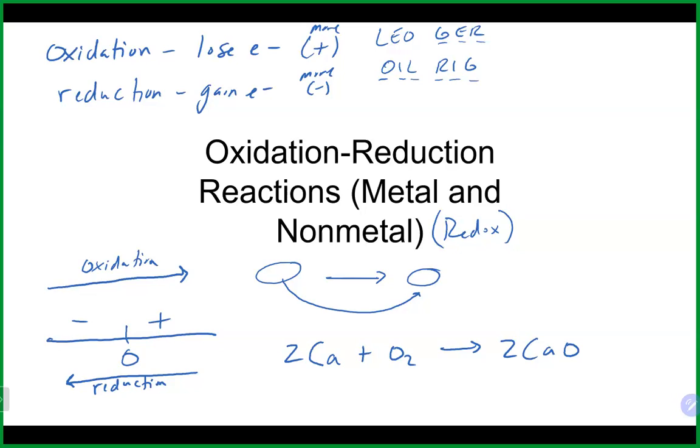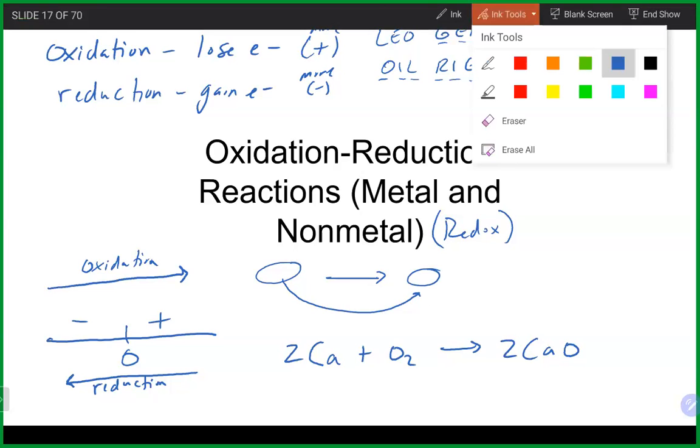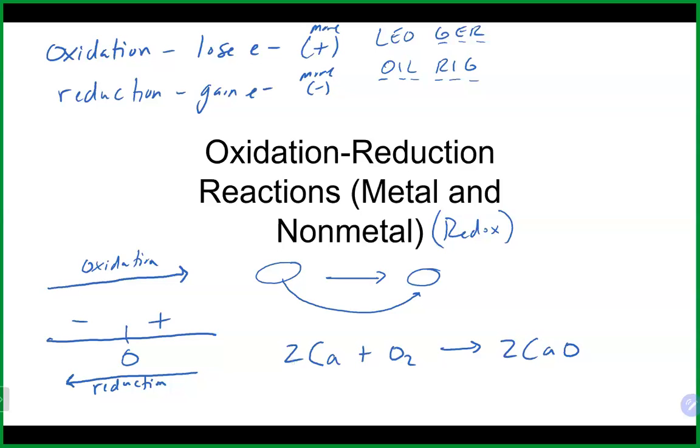If we have any type of element that is by itself, not combined with anything, does it have a charge? It does not. Things only get charges when they make ionic compounds, when a metal and a non-metal come together. So calcium on this side basically has no charge or oxidation state. Oxygen naturally comes as a diatomic molecule. It also doesn't have one.